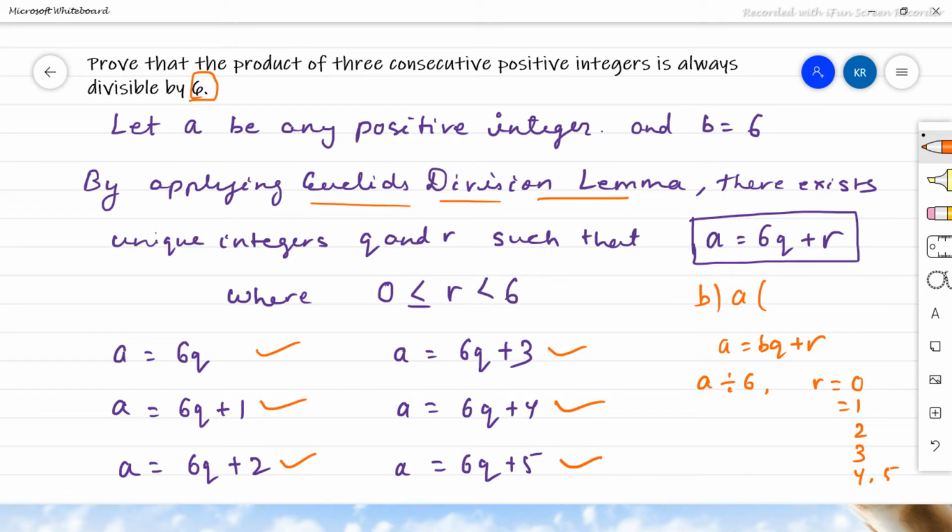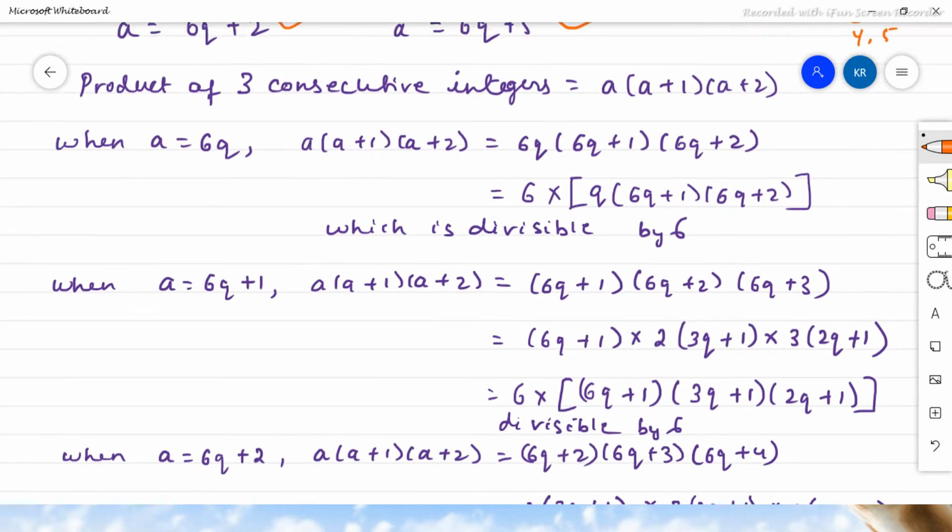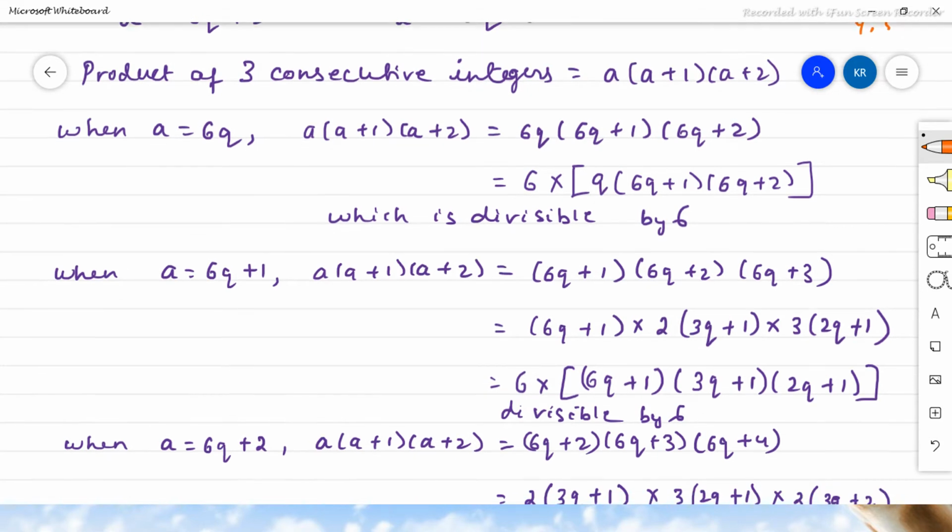Now, in the question we have to prove something about the product of three consecutive positive integers. What do we mean by consecutive? Consecutive integers are like 1, 2, 3 or 3, 4, 5 or 4, 5, 6. They increase by 1. Since we have taken our positive integer as a, the next integer will be a plus 1 and the next one will be a plus 2, like 3, 4, 5 or 4, 5, 6. So these are the consecutive integers, one after the other.